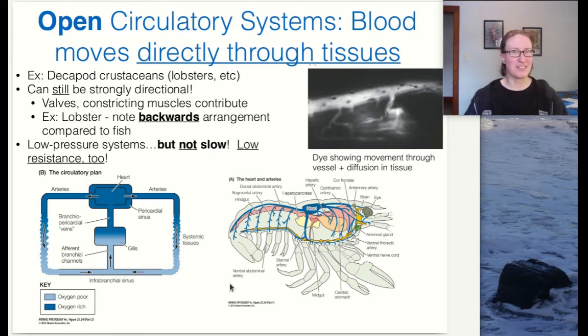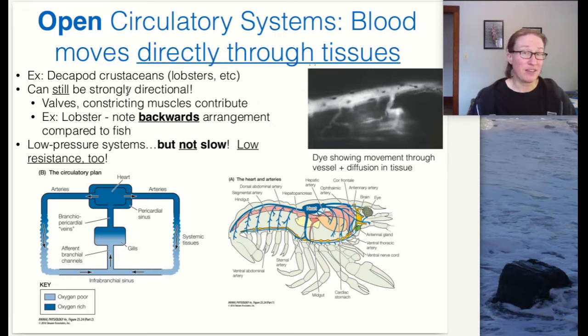To give you an example of an organism with an open circulatory system, I've got a decapod crustacean pictured here, like a lobster. And so in these guys, they still have a functional circulatory system. They just don't have blood in veins and arteries, okay? So just to show you that these circulatory systems still move blood or lymph through their bodies, here's a photo of circulatory structure that's had dye injected into the heart, and you can see that dye is diffusing. It's moving through the vessel pictured here, and it's diffusing into the tissues.